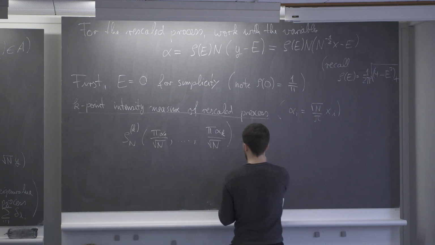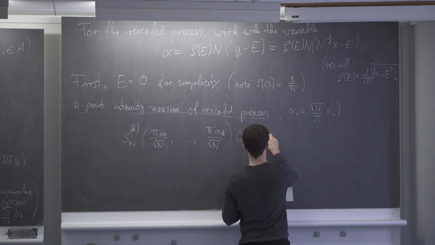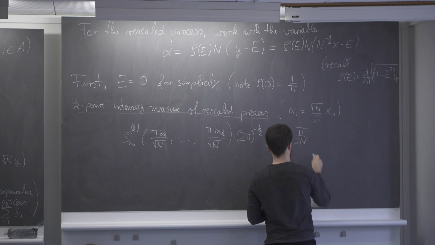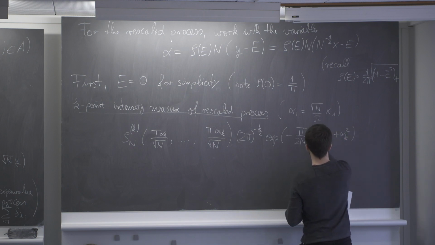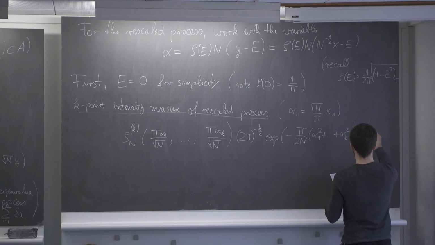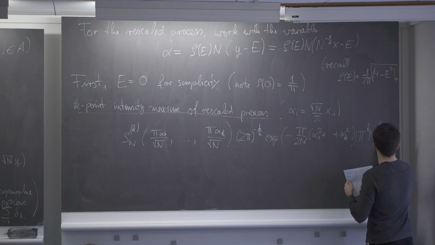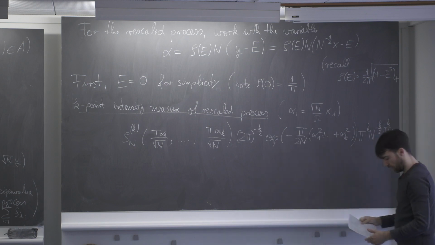Then I get the Gaussian weights. Now in the rescaled variables, maybe I write them like this. It's a bit more transparent. So pi over 2n, alpha 1 squared up to alpha k squared. And then I get the factors from the change of the measure. It's like this, and then maybe I write it like this: product over i from 1 to k of d alpha i. Okay, so that's a product measure of the Lebesgue measures.